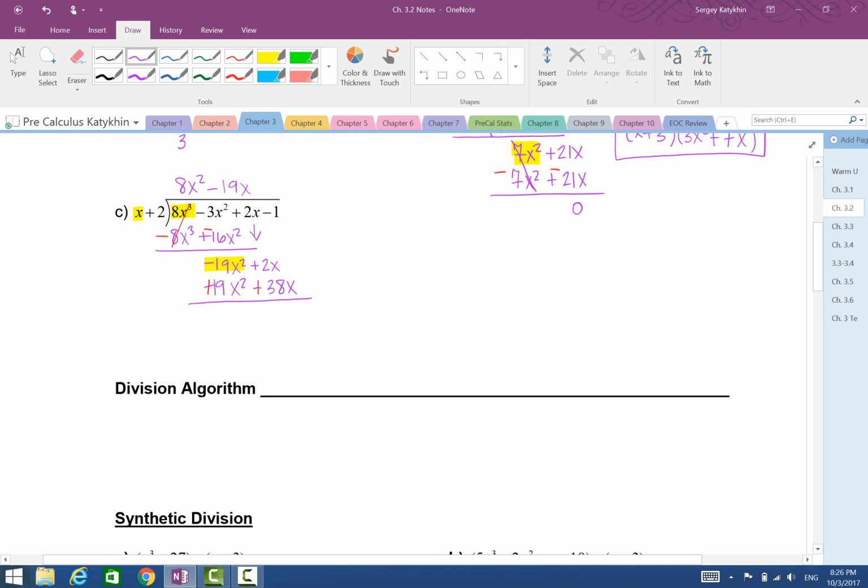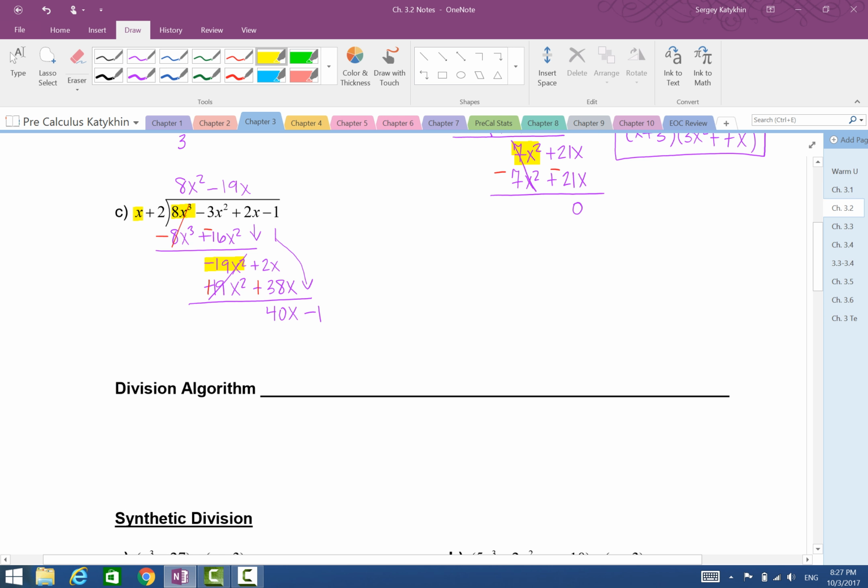combine them together. Negative 19x plus 19x will give you 0. And then 2x plus 38x gives me 40x. So now I go ahead and bring the next term down, which means I have a minus 1 here.